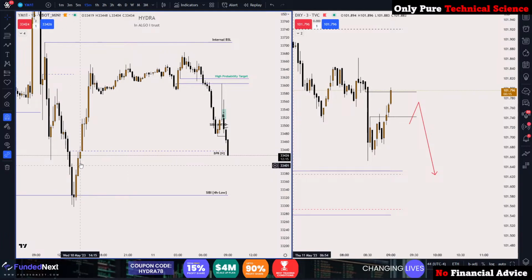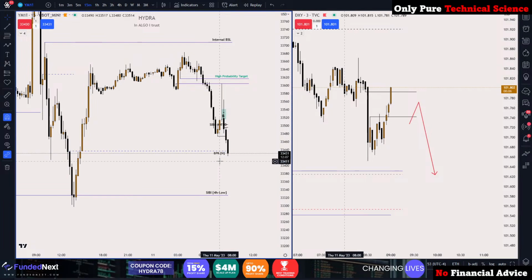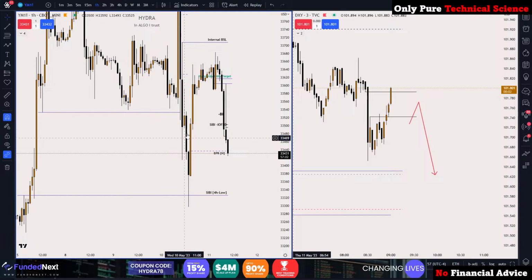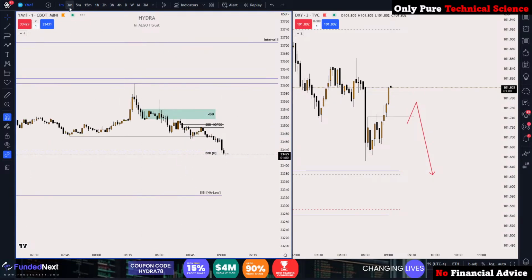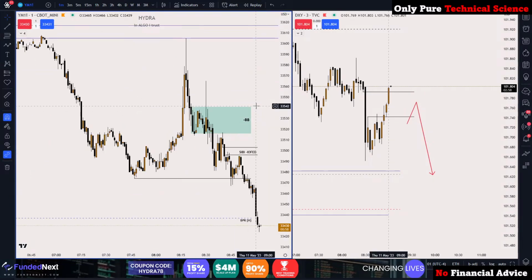Yeah, a run into a fill-up of this gap is possible, right, Alexander? Yeah, it's possible. Now that this BPR failed to hold price, the hourly BPR, this one, yeah, I'm expecting to see a run into those fair value gaps.